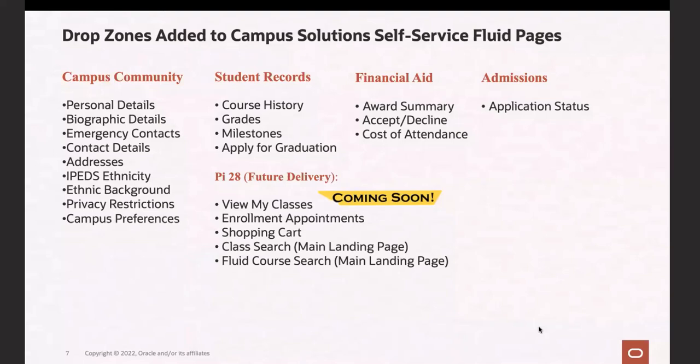Here's where the safe harbor comes in. PUM image 28, which is a future delivery, is coming soon. We're adding drop zones to view my classes, enrollment appointments, shopping cart, class search, which is really the main landing page for class search, and the Fluid course search, which is the main landing page as well. So that's what we have on tap for 28. As we move forward, of course, we'll identify additional pages to add these drop zones to, but we're trying to check off a lot of the pages that are used.